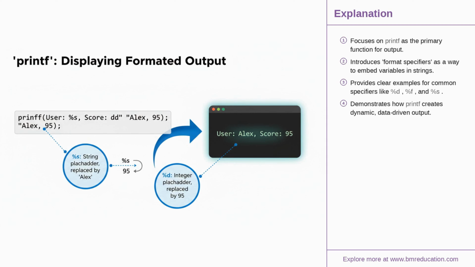But it's more than just printing static text. Using format specifiers like %d for integers, %f for floating point numbers, and %s for strings, you can seamlessly embed variable values into your output. This makes it incredibly powerful for displaying dynamic information.